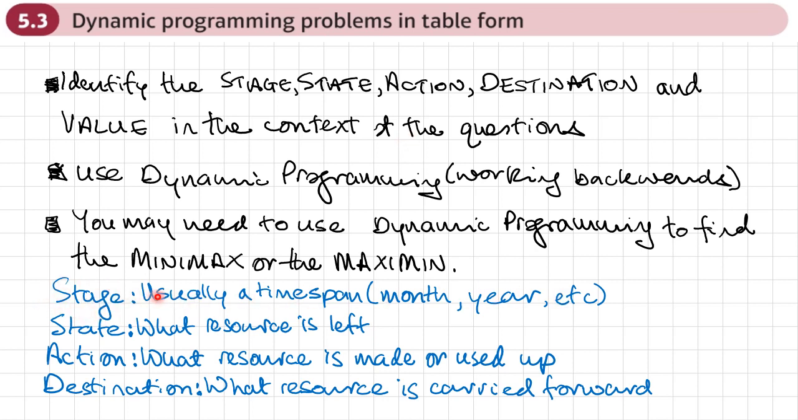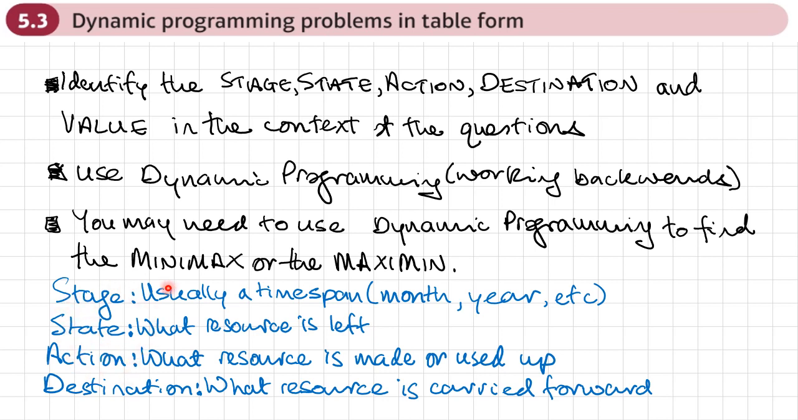So stage is usually some sort of time span. It's like a month or a year, something like that. The state is what resource is left. The action is what resource is made or used in a particular stage. So the state will be what resource is left in a particular stage. And the destination is what resource is then carried forward to the next stage, or actually the previous stage. It'll be like the previous number.